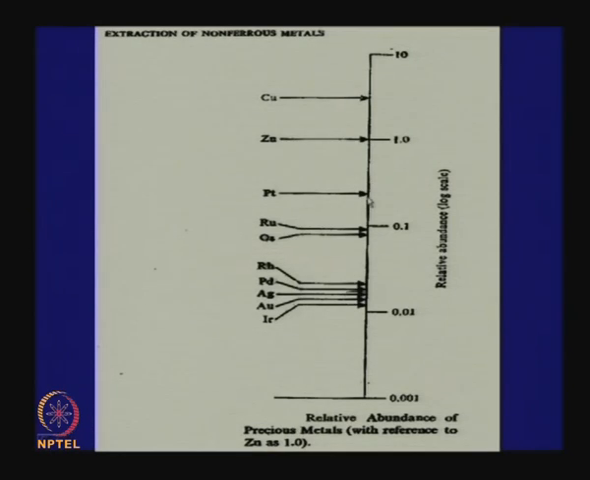So, platinum is comparatively more abundant, then comes ruthenium, osmium, rhodium, palladium, silver and gold are here. So, the point I want to make is, though platinum is much more abundant, it is priced at a higher level. All these abundances are shown compared to zinc taken as a standard as 1.0. Compared to zinc as 1, these are the relative values of the abundance.